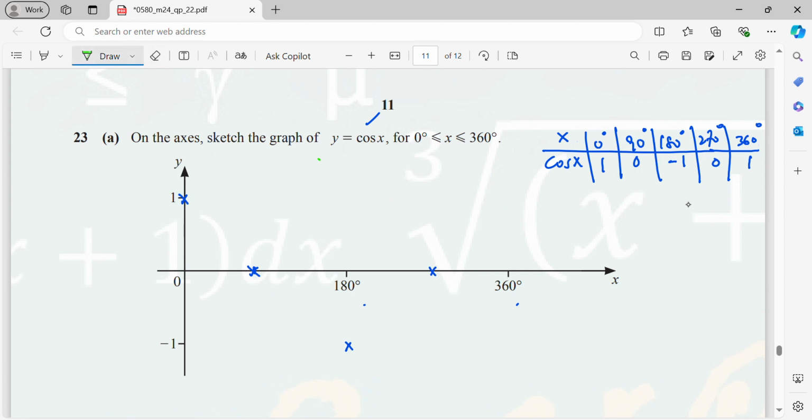Okay, just draw a smooth curve. Alright, so make sure here is 1. Alright, so this is 270 and this is 90 degrees. So done for the graph sketching.